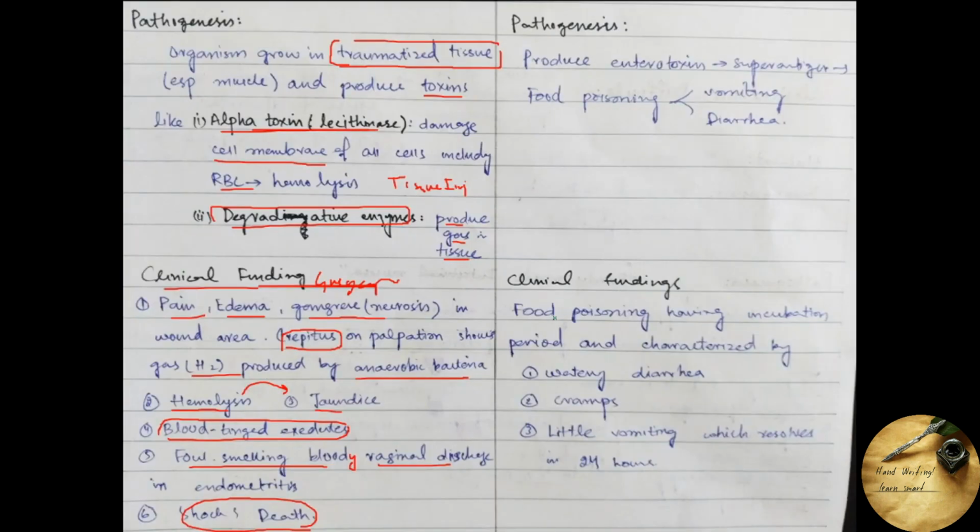The pathogenesis of food poisoning is that Clostridium perfringens produces an exotoxin called enterotoxin, which is a superantigen producing interleukin 1 and 2 from the macrophages, neutrophils, etc. These interleukins act on the enteric nervous system, causing vomiting and diarrhea. Coming towards the clinical findings, food poisoning has an incubation period of 4 to 8 hours and is characterized by watery diarrhea, cramps in the abdomen, and vomiting, but little vomiting, which resolves within 24 hours.